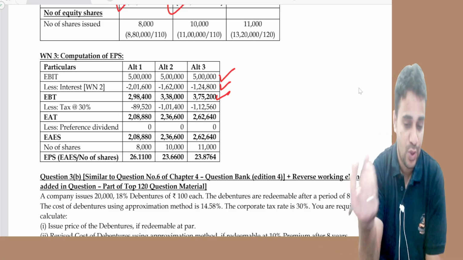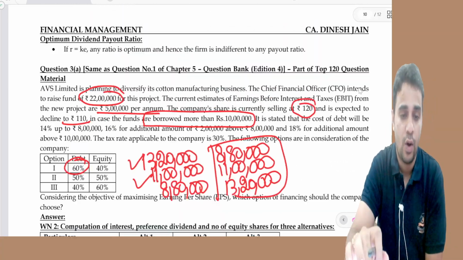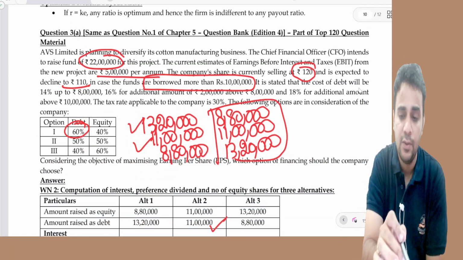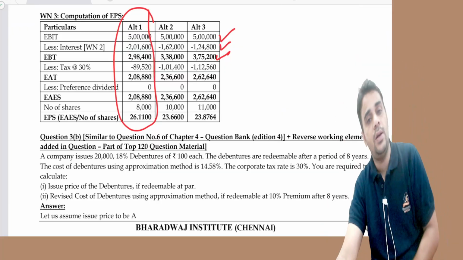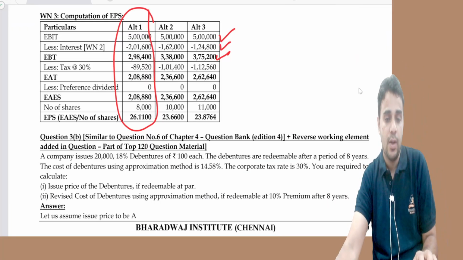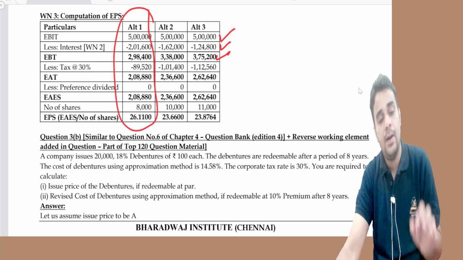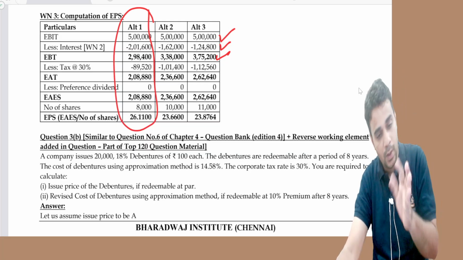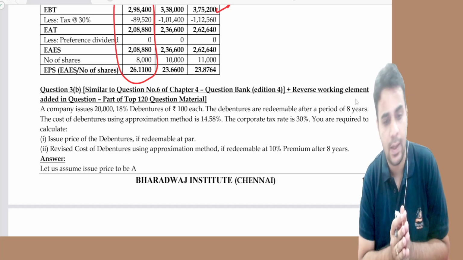Okay, the conclusion is missing here. We will go ahead with alternative one. The question wanted the conclusion, considering which option of financing I should choose. I should have written that. I missed it. We will go ahead with alternative one because that is the one which is maximizing the earnings per share. Straightforward, good question. Okay, last question, again a reverse working question.